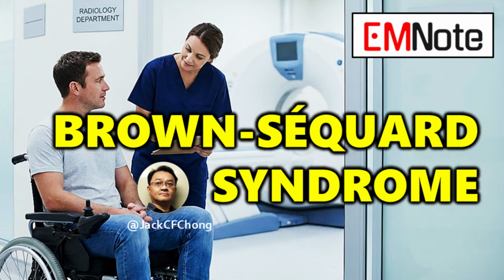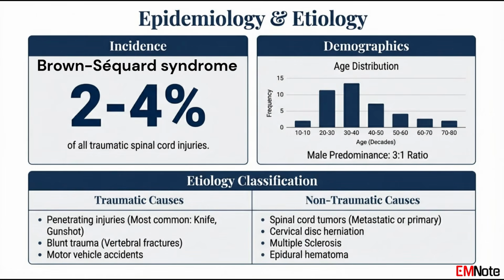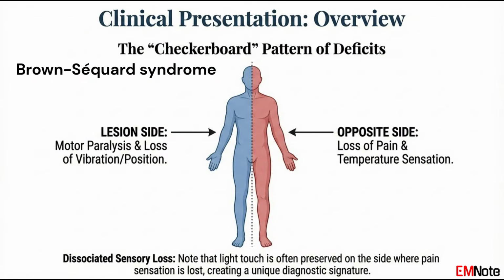Good morning. Today we are discussing Brown-Séquard Syndrome, a fascinating clinical entity that serves as a living anatomy lesson. Named after Charles Edward Brown-Séquard, who first described this condition in the mid-19th century, this syndrome results from the functional hemisection of the spinal cord.